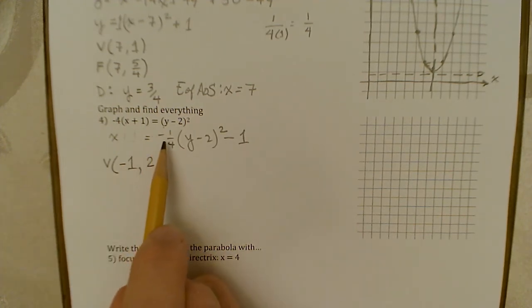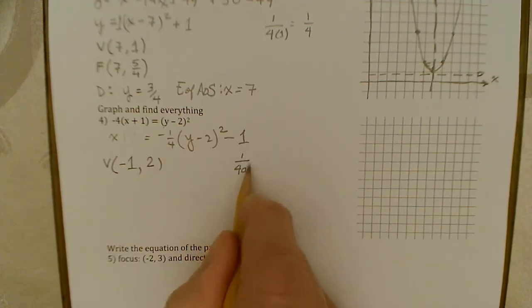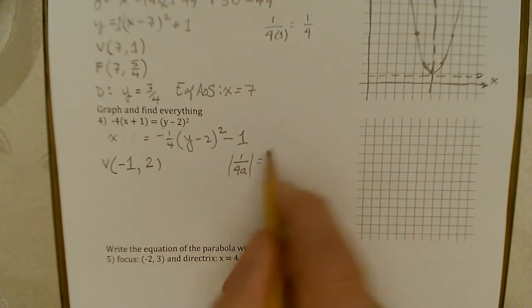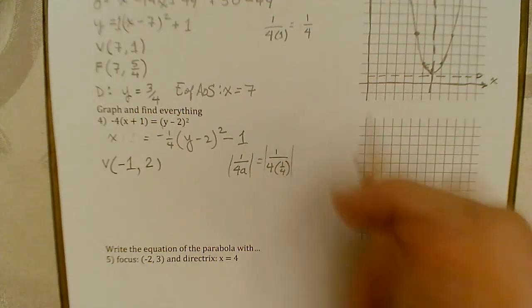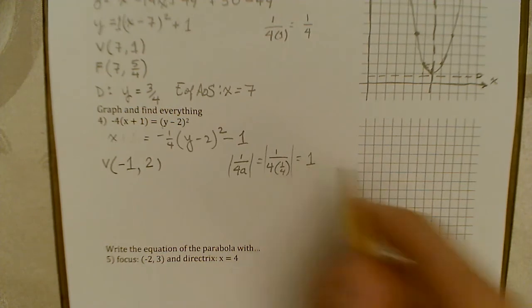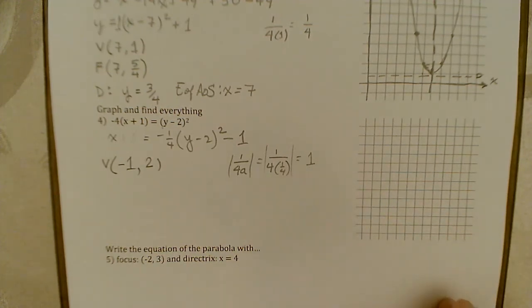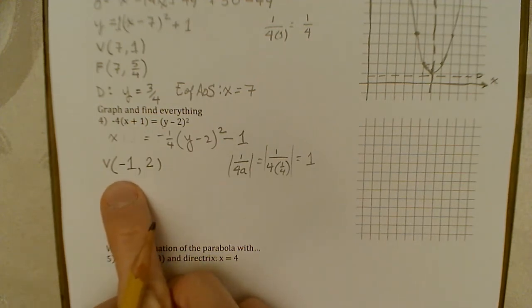And so since our A is negative, we know this opens to the left. And so what is 1 over 4A equal to? That's going to be 1 over 4 times 1/4. Yeah, I mean, there's a negative in there, but we're doing the absolute value, so ultimately it doesn't matter. So this is going to be 1. Okay, so the magnitude of that is 1. So it's to the left 1.